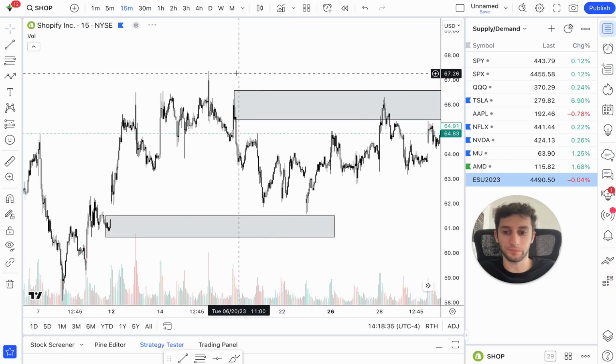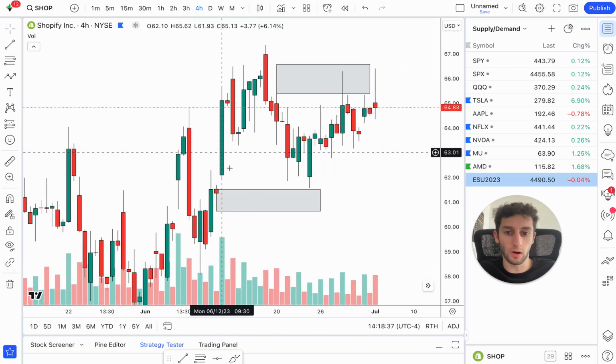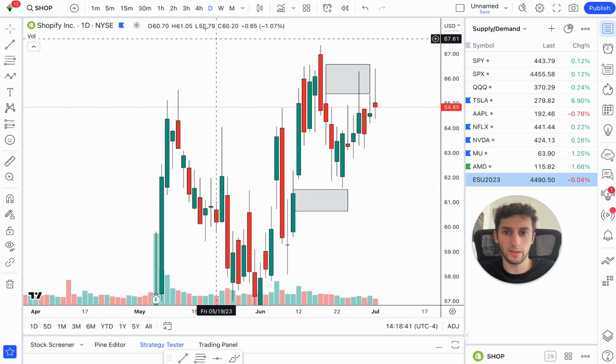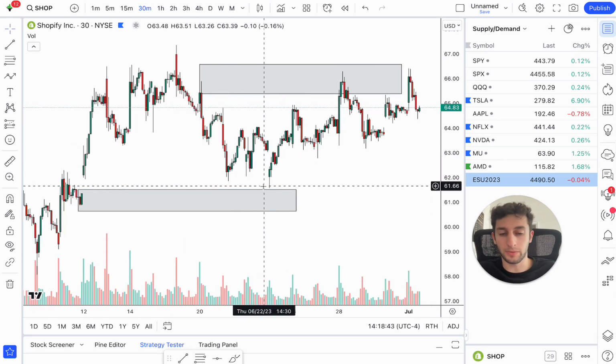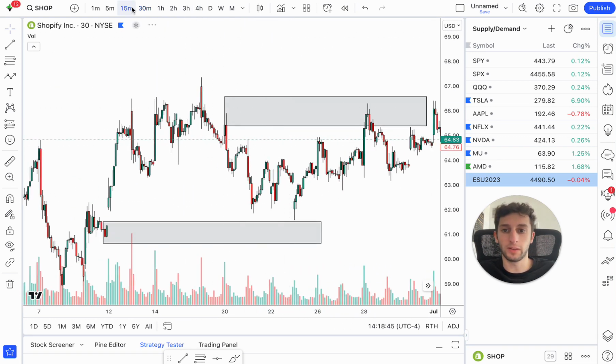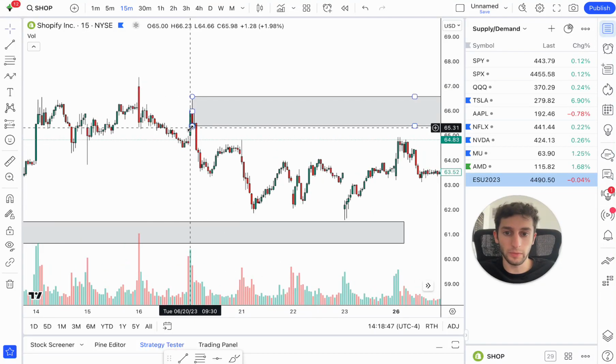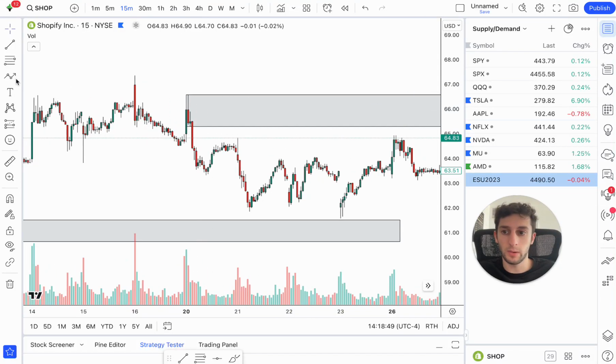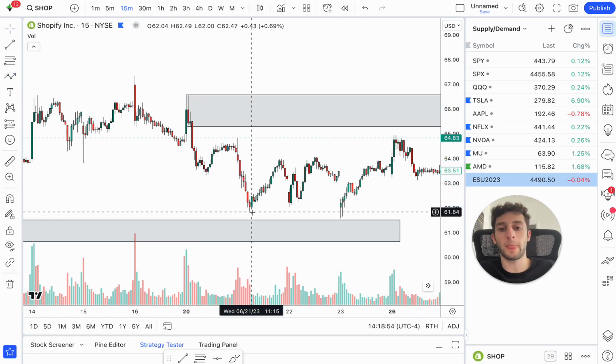So let's look at this. Looking like a 4 hour, nice 4 hour demand zone here. You can even call it a daily, it looks like. Price almost taps it, and we end up moving higher. And if we look at a 15 minute, we have a nice 15 minute zone here. We have this nice push higher, this fast drop lower, another fast drop lower, right?